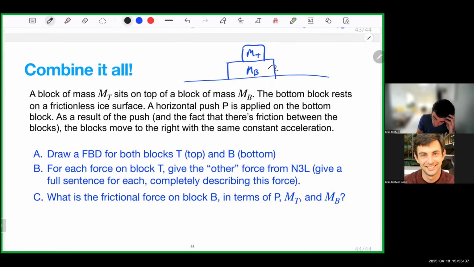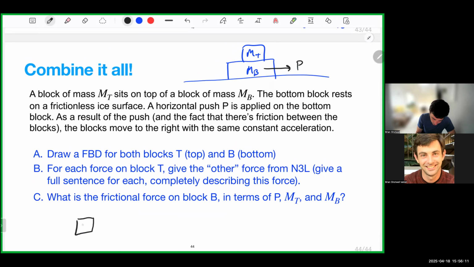Okay, so I'm going to draw this push here. I have a tendency to have the tail of an arrow start on the object. Some people might draw it this way, but I'm going to stick with this. As a result of the push and the fact that there's friction between the blocks, they move to the right with the same constant acceleration. Okay, part A says draw free body diagrams for both blocks T and B.